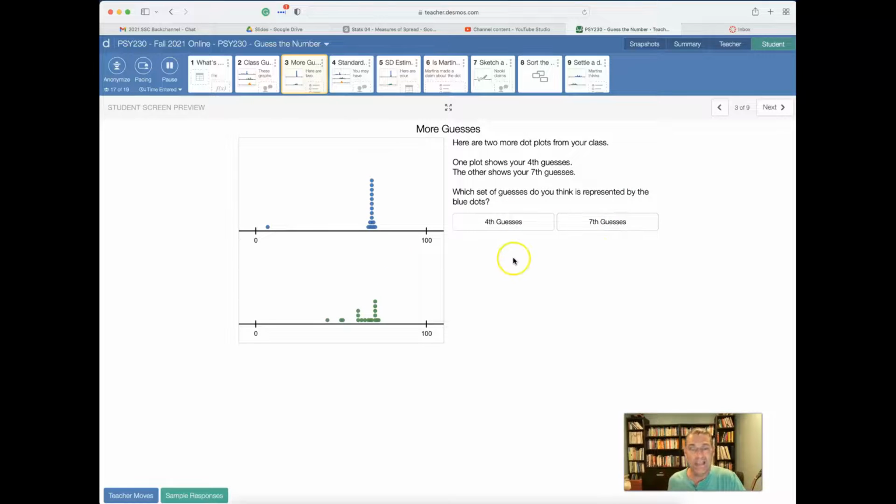Now, this one's hard because, again, there was probably one person who might have not quite understood it. They guessed 7. All right. If we ignore that one and we asked which is the fourth guess and which is the seventh guess, most of you are going to figure out that basically the farther we get, the more likely we are to be accurate because we've gotten more and more feedback. And so this, I would argue, is our seventh guesses and this is our fourth guess.